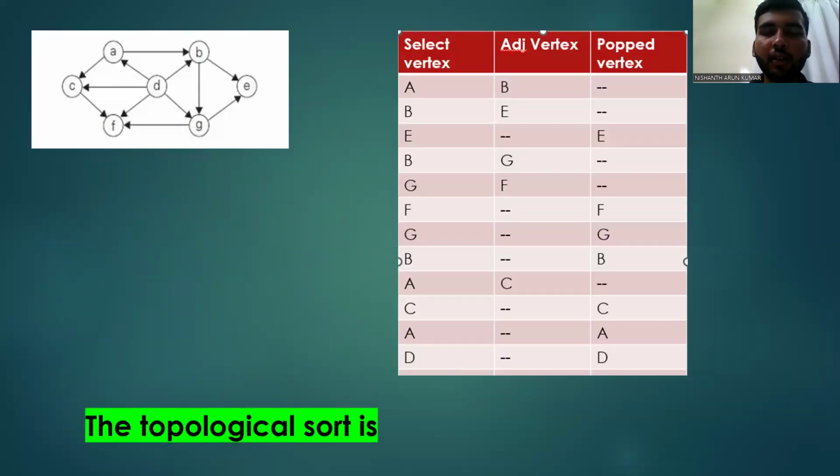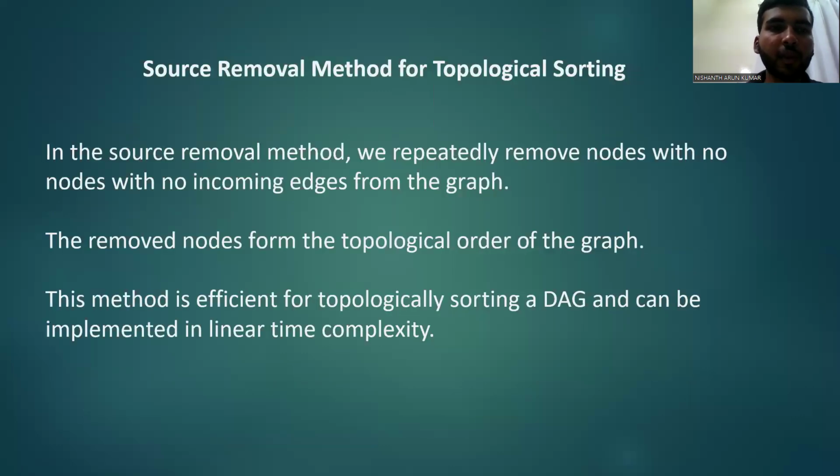These are the vertex, adjacent vertex, and swapped vertex. This is the topological sorted picture. First, we sort D, and next is A, next is C and B, next is G and F. The last is E.